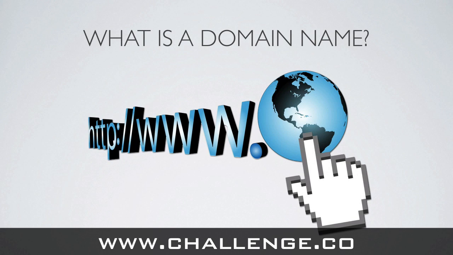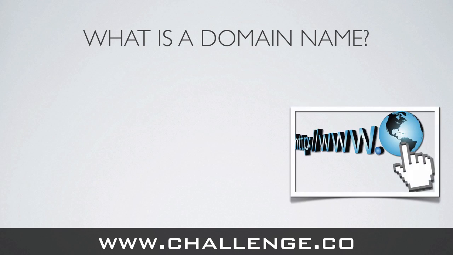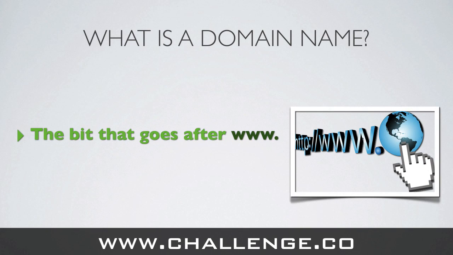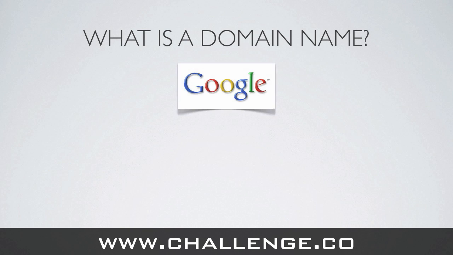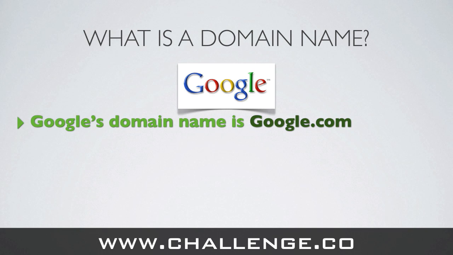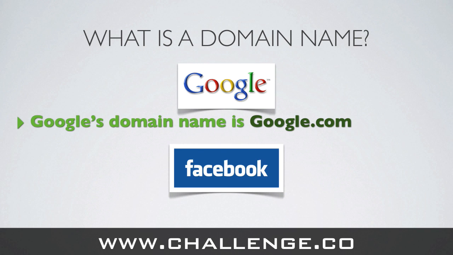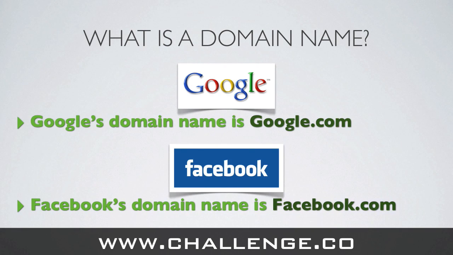So what is an actual domain name? It's the bit that goes after the www when you type an address into the browser. It ends in .com, .net, .org, or there's lots of other extensions out there like .info, .biz, .gov for governmental sites, or .edu for educational sites, or there's country code specific domain names like .co.uk for the UK, or .com.au for Australia, and so on and so forth. Google's domain name, for example, is google.com, and google.co.uk would be its UK version. And Facebook's domain name is facebook.com. I'm sure you get the picture now.